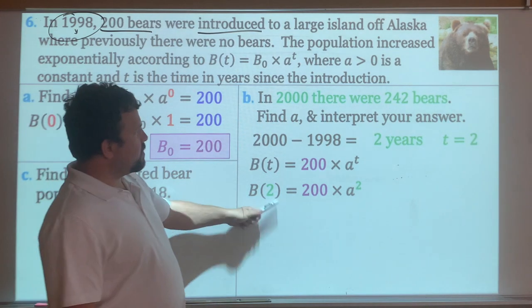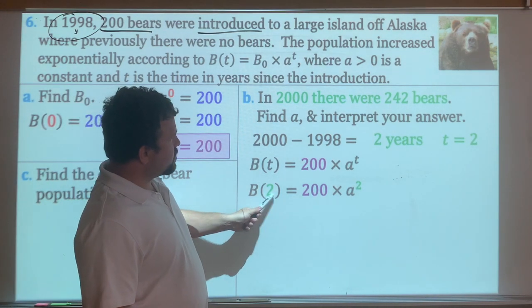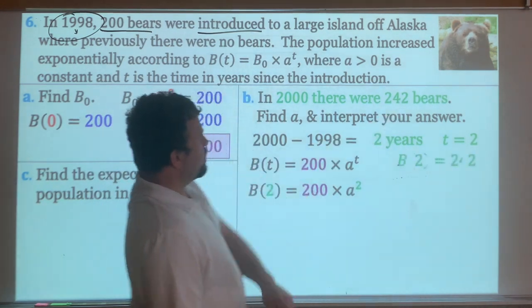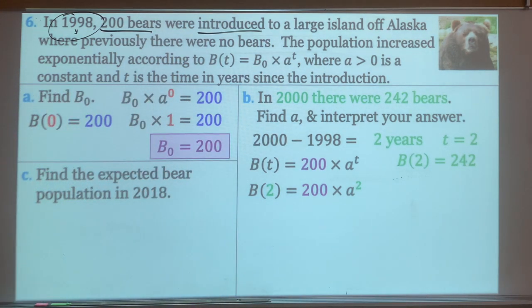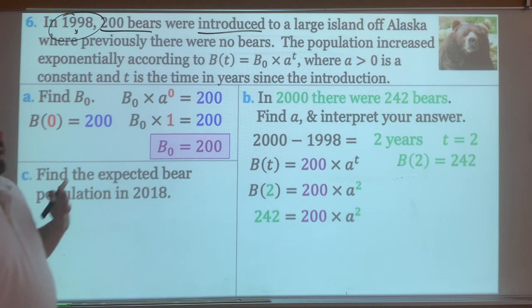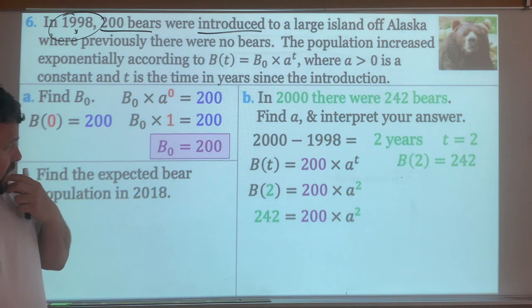What is B of 2 equal? After 2 years, how many bears were there? 242. So we know B of 2 equals 242. So 242 equals 200 times A squared. We can use this information now to find A and have a great model.